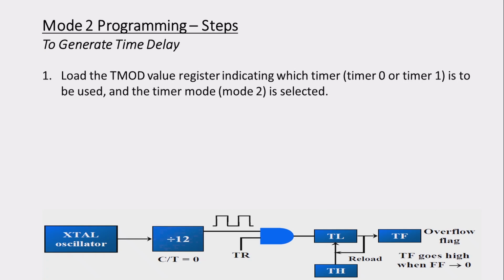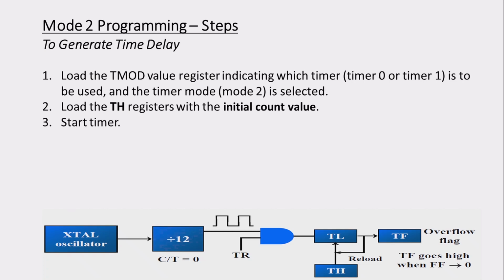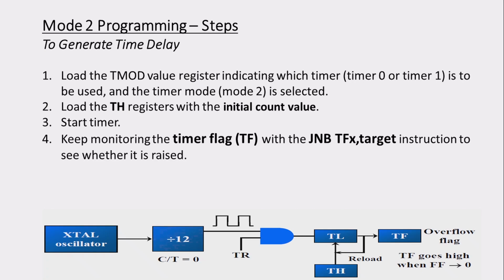So in the first step, I need to load the value indicating which timer I'm going to use and what type of mode I'm using. Once TMOD is loaded with the values, I need to load my initial count into my TH register. Once the TH register has been loaded, the 8051 will take care of taking a copy of that into the TL register. I need to start my timer. The timer should be started in step 3, and I need to keep an eye on my TF flag.